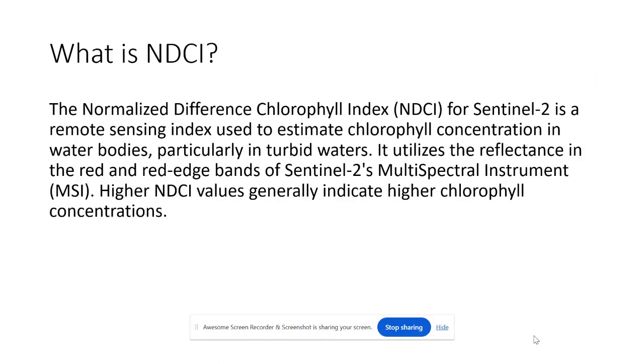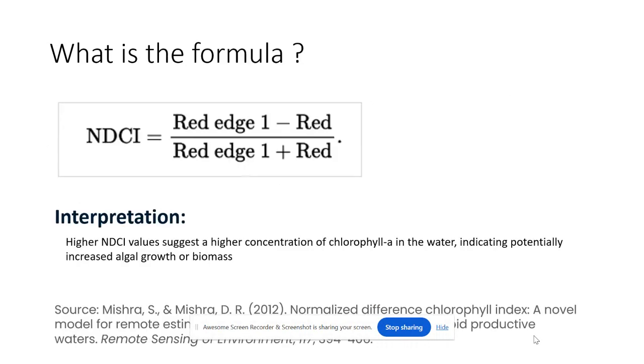NDCI, or normalized difference chlorophyll index, is a remote sensing index used to estimate chlorophyll concentration in water bodies, particularly in turbid waters. It utilizes the reflectance in the red and red edge bands for the Sentinel-2 multispectral instrument, or MSI, and a high NDCI value generally indicates high chlorophyll concentrations.